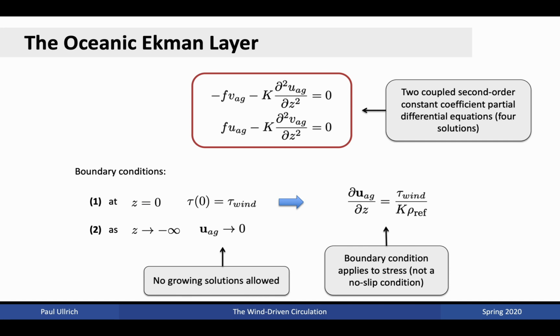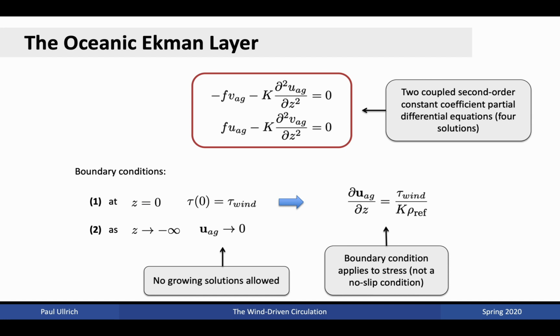So tau 0 is equal to tau wind. This then requires that the vertical derivative of the ageostrophic wind must be equal to tau wind over k rho reference, in accordance with our earlier discussion about wind stress. Note that this boundary condition is not a condition on the ageostrophic wind itself, but is instead a condition on the vertical derivative of the ageostrophic wind.